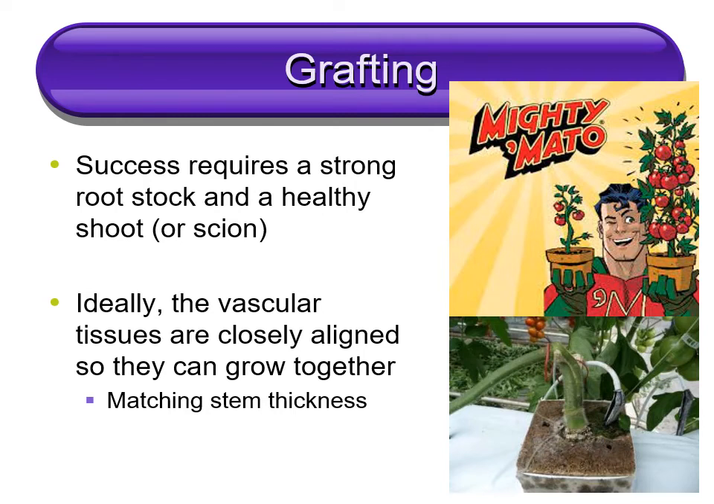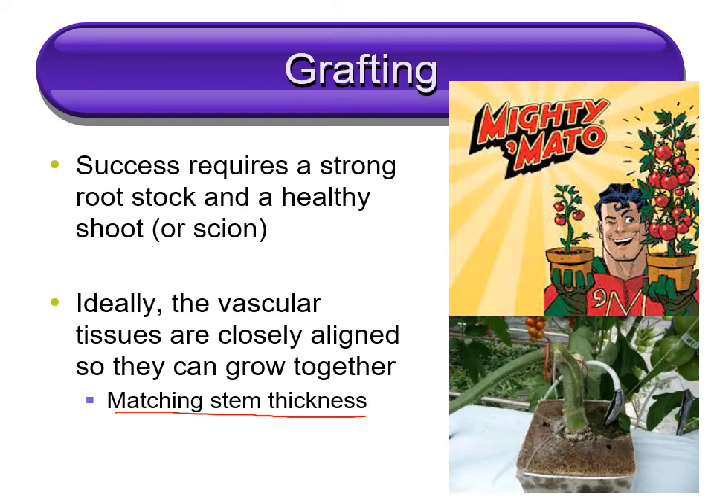A key thing here, matching stem thickness for success in grafting, especially if you're doing butt grafting. The vasculature, the closer the two vasculatures are to each other, the more likely you are to succeed in your grafting because it takes less time for the phloem to flow into the new phloem and the xylem, etc. So it's usually helpful if the stems are similarly matched.